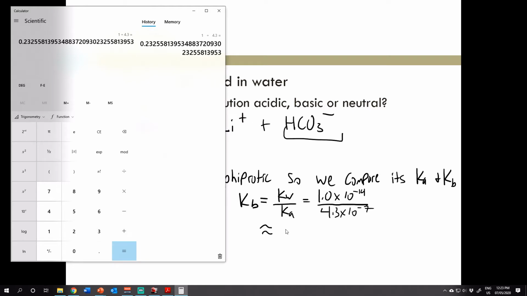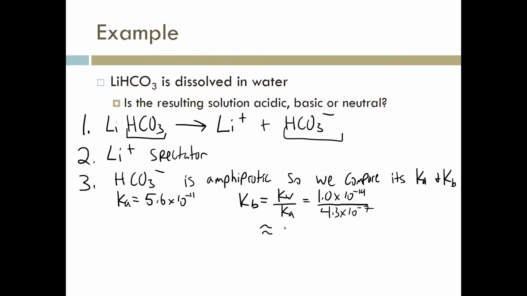So this will be 0.23. So 1 divided by 4.3, 0.23. And I'll use exponent rules to solve this. Minus 14 minus negative 7. So it's really plus 7. So this will be negative 7. Cleaning this up a little bit, we'll get... wait, no, not 0. 2.3 times 10 to the negative 8. There we go. All right, so there's the Kb.